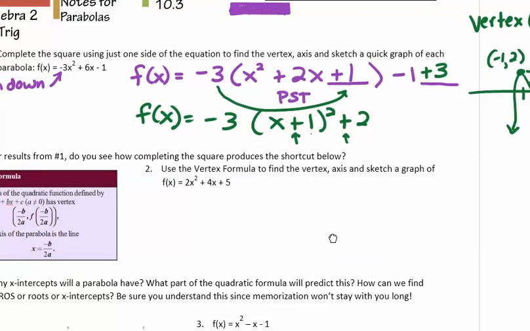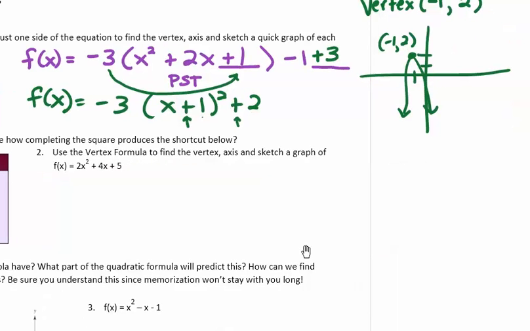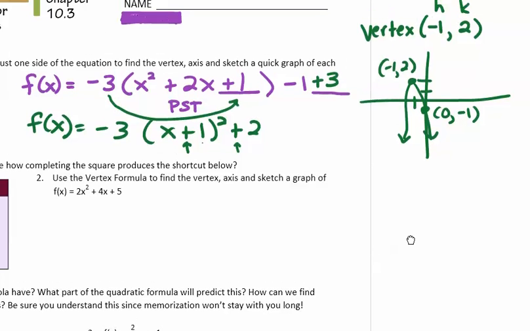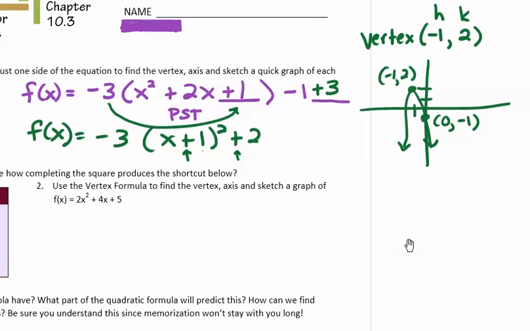Let's go back to our original function. Do you see that if we put 0 in for x, we would get a y-intercept of negative 1? The first two terms would drop out. So we know that our y-intercept here might be another easy point to label. So there is the graph of number 1.